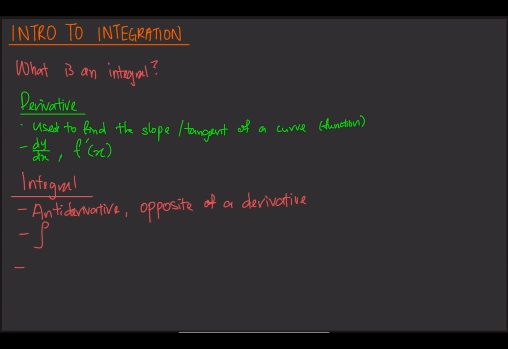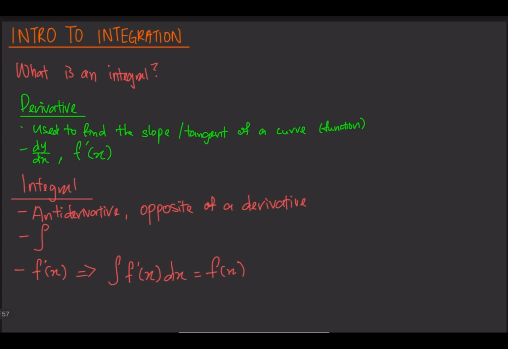So let's say we have been given the function f prime x, which is the derivative of the function f of x. Now, if we want to actually find the original function, we take the integral of f prime x in terms of dx, and we will get f of x. So this is basically what it means to integrate a function. This means that we reverse the original derivative.